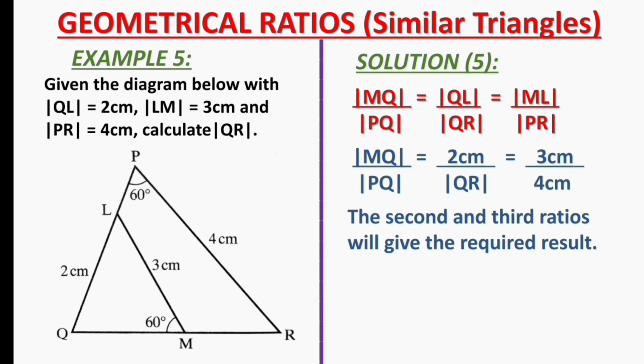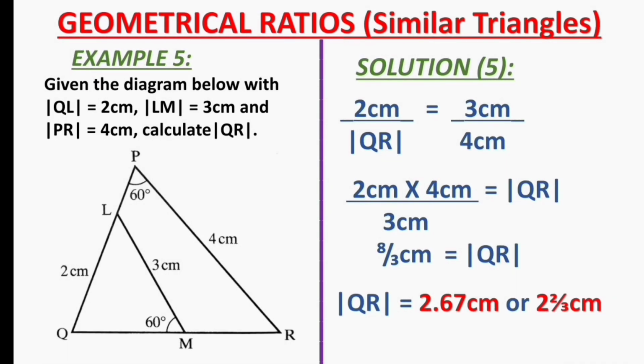Of these three ratios, we can see that the values of the first ratio are not given at all. That means we can't use the first ratio. We can only use the second ratio and the third ratio. Hence, the second and third ratios will give the required result. So this is what we must use to solve for QR. We must use the ratio 2 cm divided by QR is equal to 3 cm divided by 4 cm. Now solving this equation for QR, what will be your answer for the length of QR? Let's see if your answer is correct.